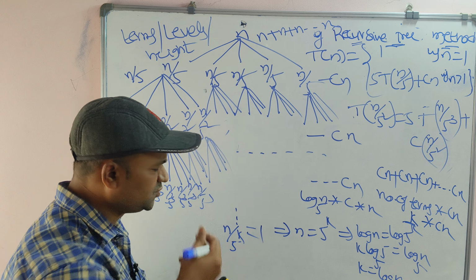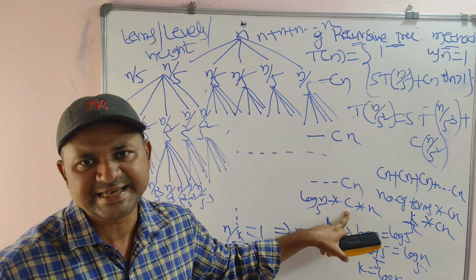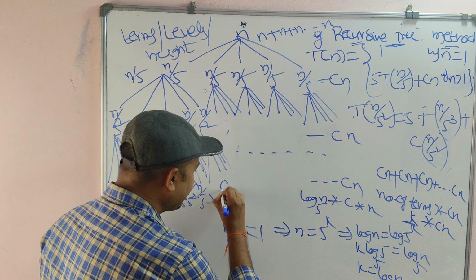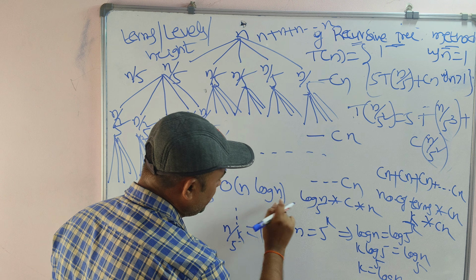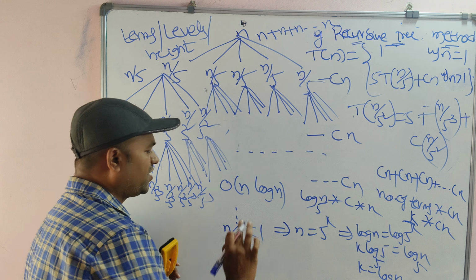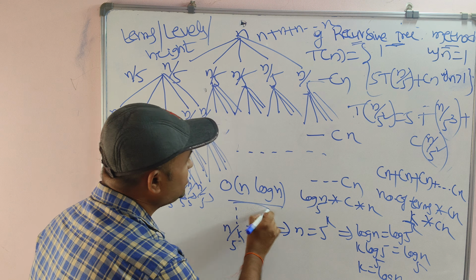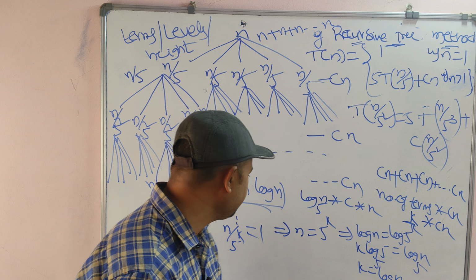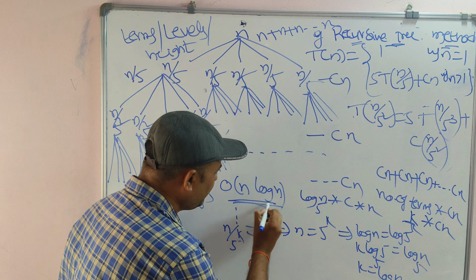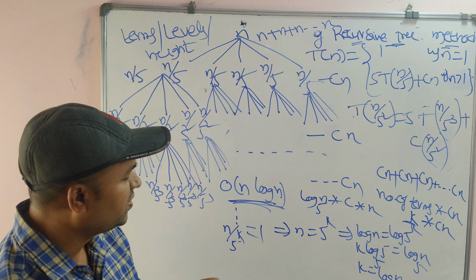We can omit this c, because c is nothing but a constant. So we can write this as order of n log n. There is no need to write base 5 here. Order of n log n, that is enough. So after solving this recurrence relation, T of n equals 5 T of n by 5 plus Cn, we get the time complexity as order of n log n.